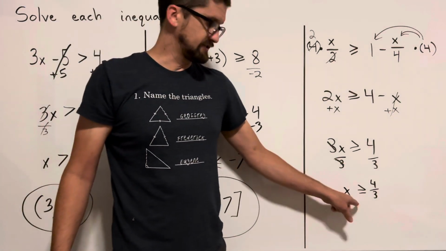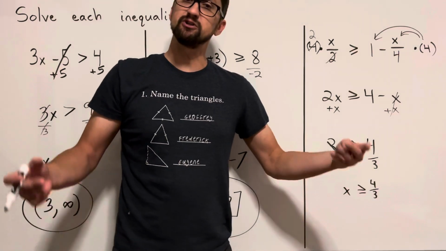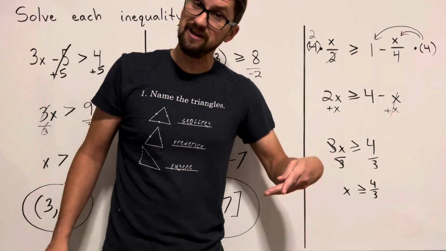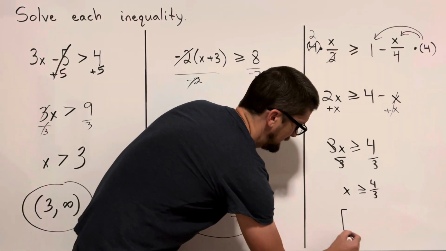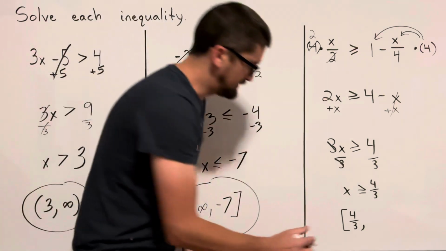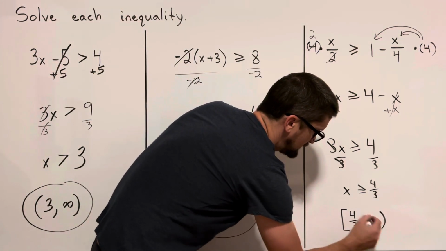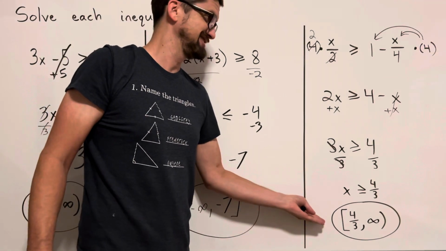So we're going to write this as interval notation. It's greater than or equal to 4/3. So we're going to start at 4/3, and it's equal. It could be equal to 4/3. So we're going to have a square bracket on the 4/3, and then comma, and then it goes off to infinity. The infinity symbols always get parentheses. That's the answer to the last one. There you go.